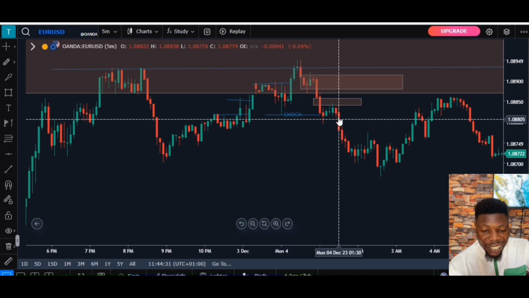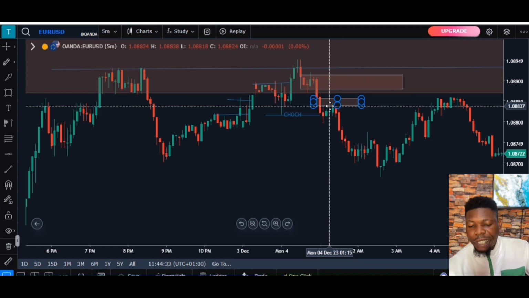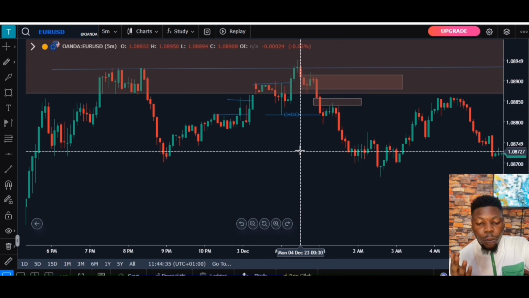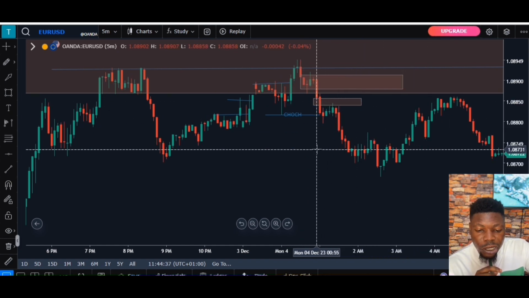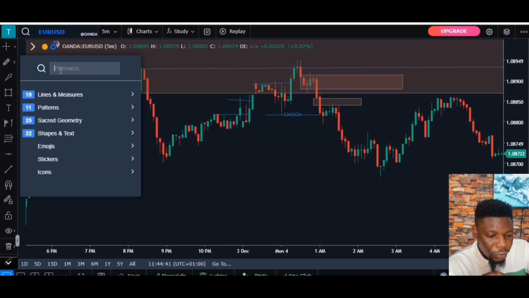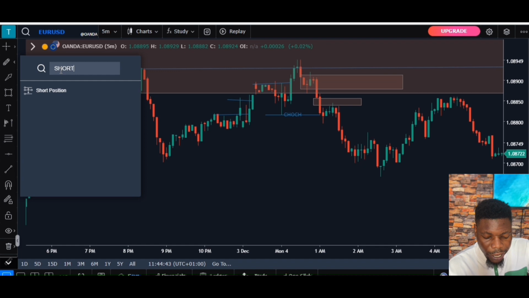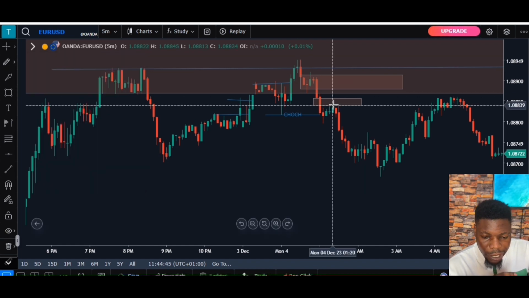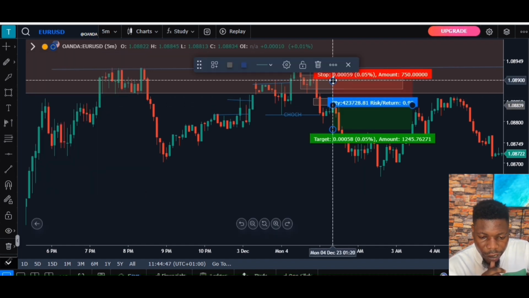So to be on the safer side, we can just take our entry here so that we should not miss the move. But sometimes the market might move up to this level, so we enter our short there, we enter our short here on this fair value gap.